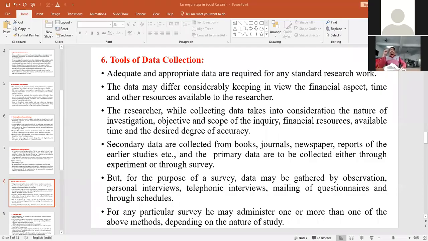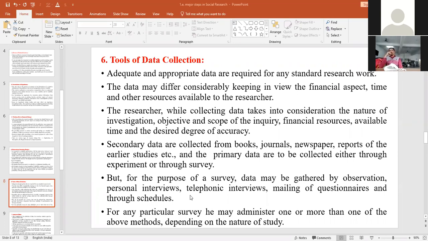Regarding the particular problem. And if we go to the data, the data is in the form of two types, such as primary data as well as secondary data. Primary data is nothing but the researcher being directly involved, getting data from the people directly. So this is called primary data.